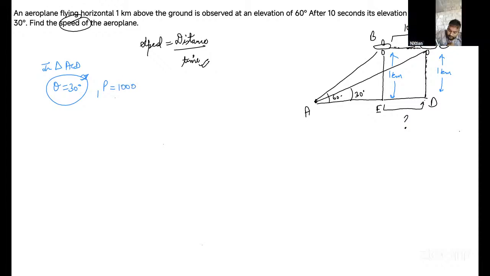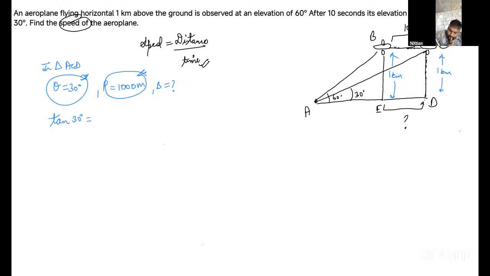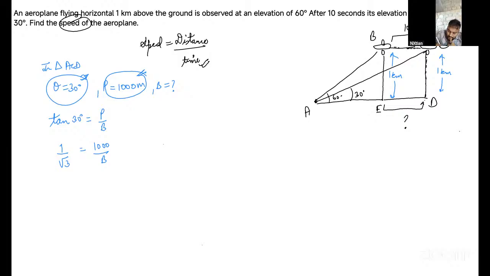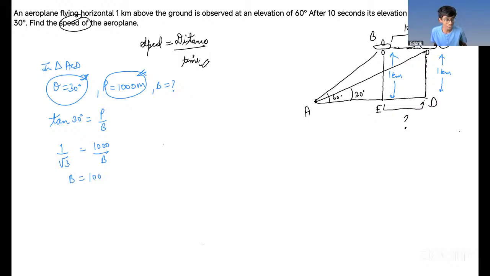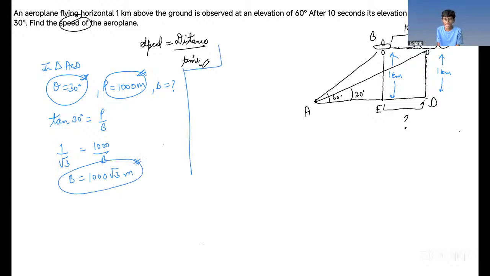So what will be the base? We don't know. So what is the formula? Tan theta. Tan 30 is P by B. So tan 30 is 1 by root 3 is equal to 1000 by B. Then B is equal to 1000 root 3.